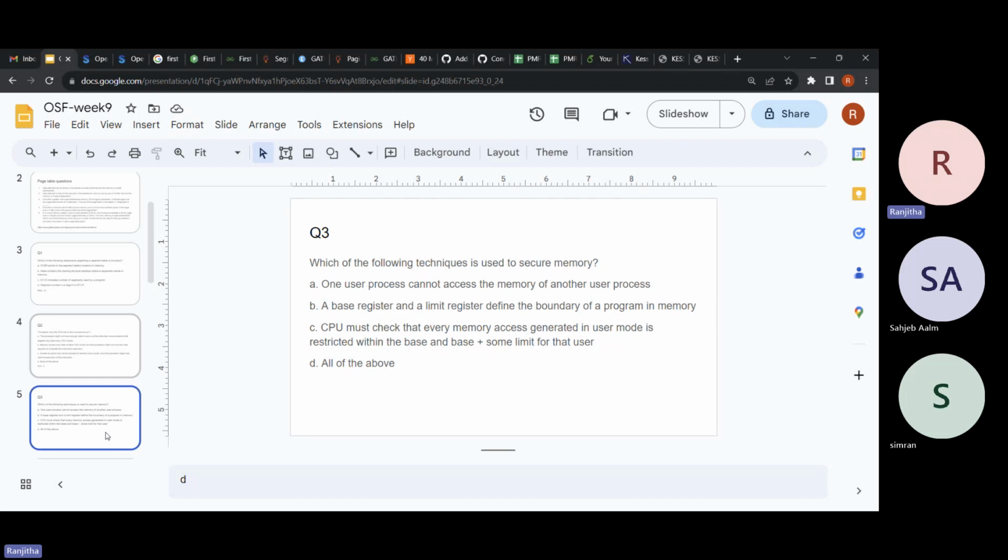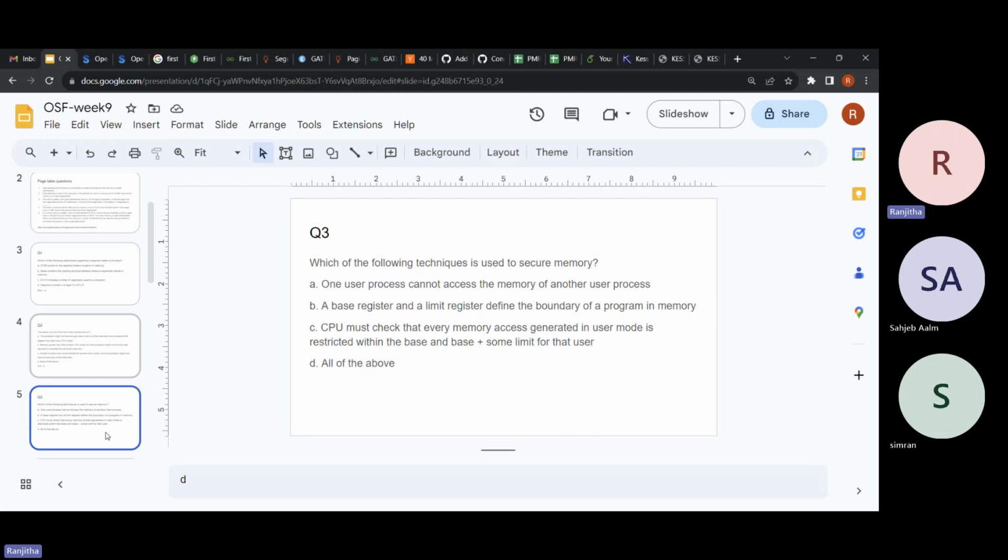So the next question: which of the following techniques is used to secure memory? One user process cannot access the memory of another user process. Yeah, that is true. Then a base register and a limit register define the boundary of a program in memory. So base and limit registers are used to ensure safety. Then the third one is the CPU must check that every memory access generated in user mode is restricted within base and base plus limit. That is also true.